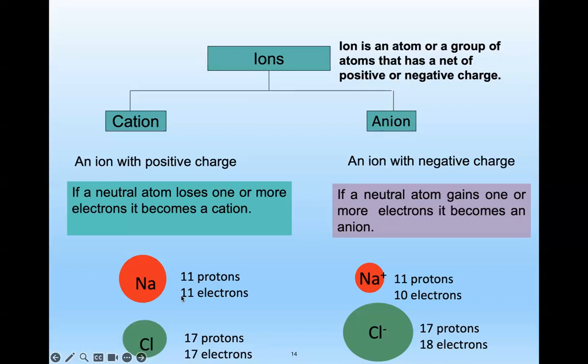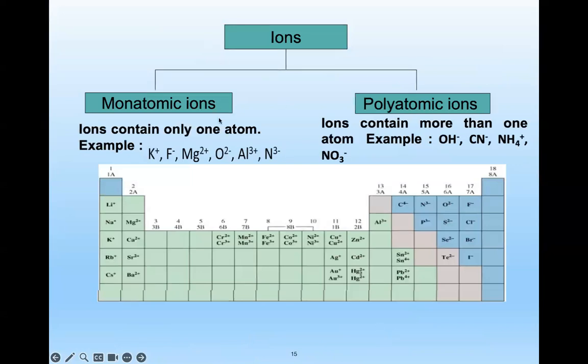Here you lose one electron, that's why you become positive. Here you gain one electron. From 17 electrons, you gain one, so you become negative. So positive is poor in electrons. Negative usually is rich in electrons. That's why now you can see the ions.